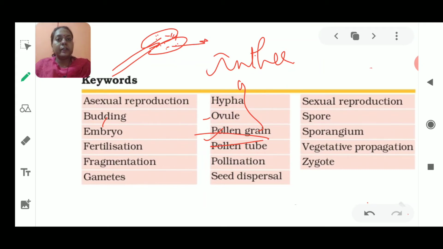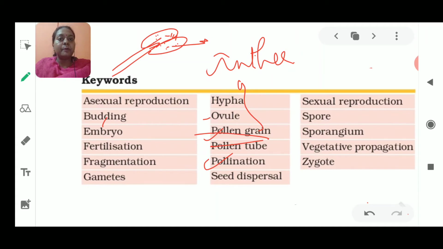So each pollen grain is said to be a male gamete, which is going to help in the formation of the seed. Fine. Next word which we need to discuss is pollination. Since we have discussed more about all these things, we have already seen this.